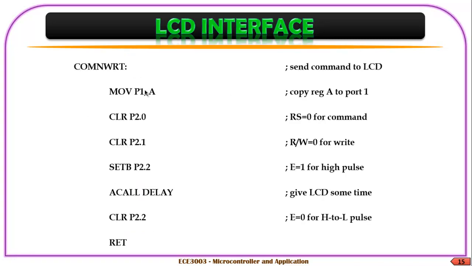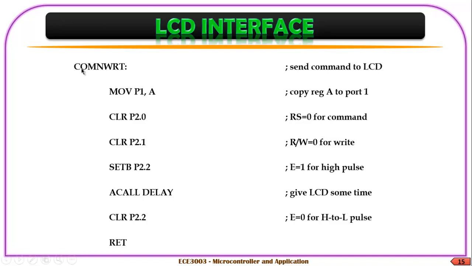Let's get into the command write function now. In command write, I'm passing the value to port 1, because port 1 is connected to the data pins of the LCD screen. After which, I have to carry out the set of configuration for passing my command instruction. First, RS must be set to 0 for sending a command. Read/write must be set to 0 for performing a write operation. After which, the enable must be set from high to low. First I'm setting the high signal by using SETB P2.2, the pin connected to the enable pin of my LCD screen. After which I'm calling a delay. Again I'm clearing P2.2. So I'm simply generating a high to low pulse with some delay, and I'm returning back to the original program.